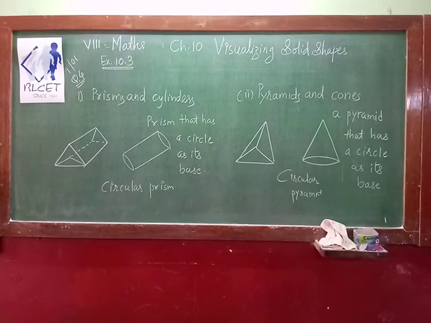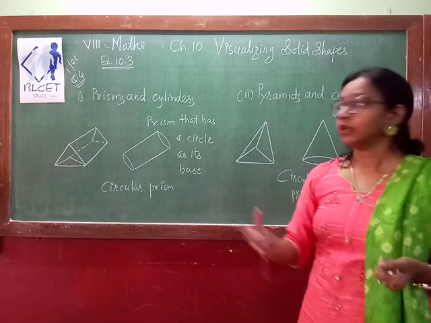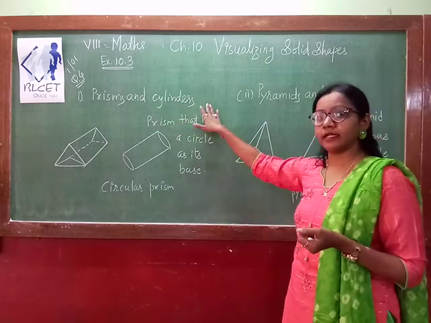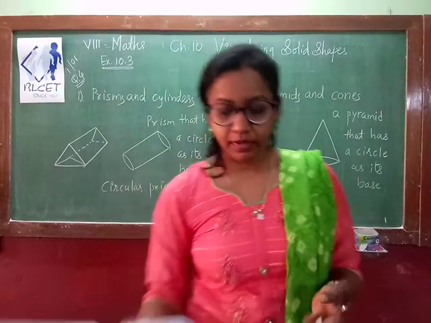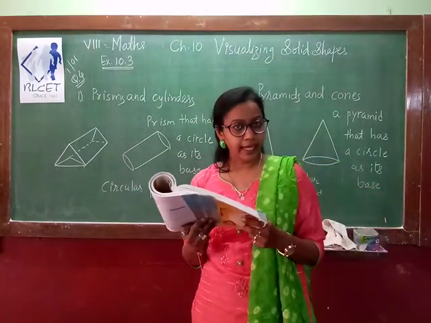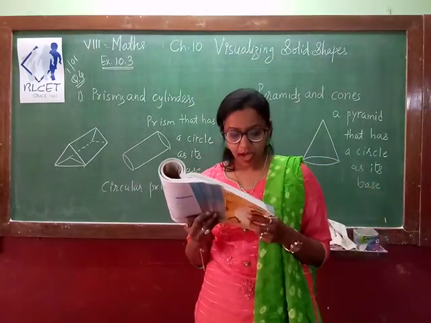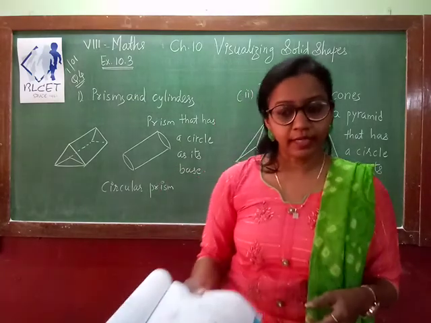Welcome back students. Now see question number 4. Here we will compare the two shapes. First, prisms and cylinders. So what do we have to compare? How are prisms and cylinders alike, and next, how are pyramids and cones alike.